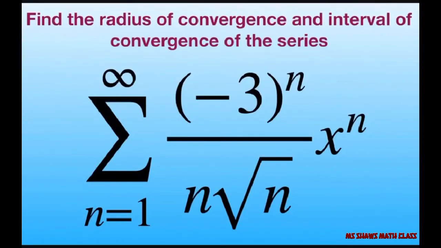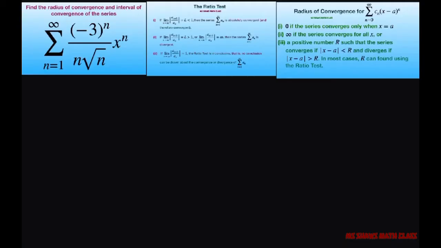We're going to find the radius of convergence and interval of convergence for the given series. We're going to use the ratio test and set our limit less than 1 because that's when it's convergent. So I'm going to go ahead and rewrite this as n to the power of 3/2, and we're going to take the limit as n approaches infinity of the absolute value of a sub n plus 1 divided by a sub n.